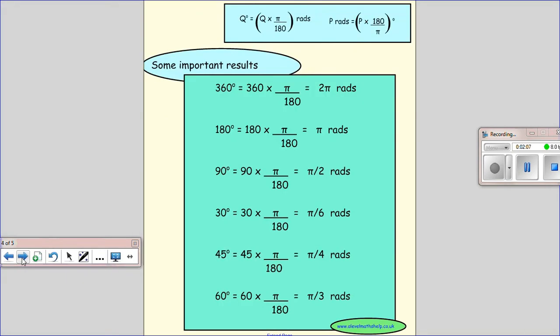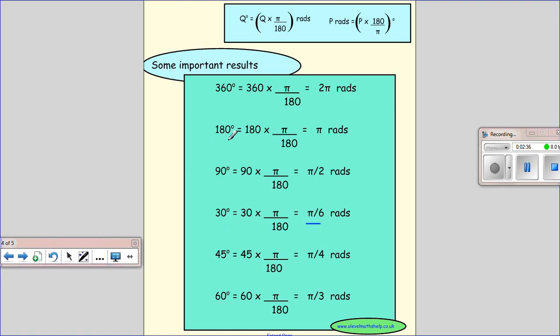Okay, so here are some important results. 360, as I said, was 2 pi, and I've done the little calculation here. 180 is 1 pi. 90, if 180 is pi radians, then 90 degrees would be pi over 2 radians. So you don't actually need to do the calculation in here. And again, if it's 30 degrees, 30 is 1/6 of 180, so it's pi over 6.